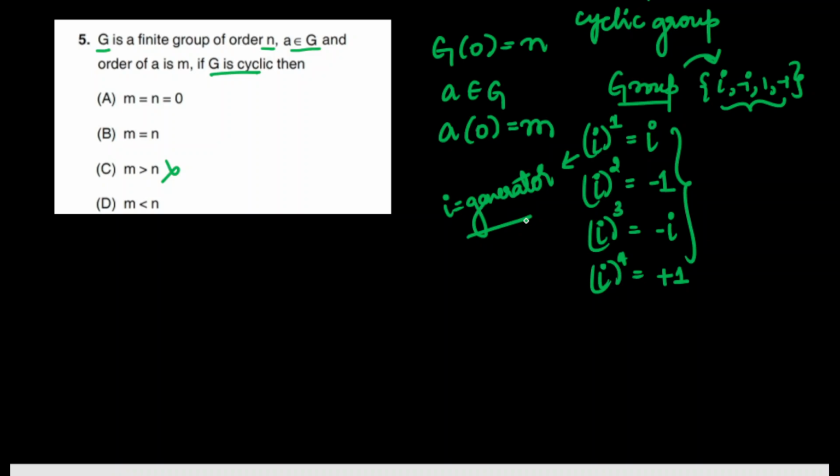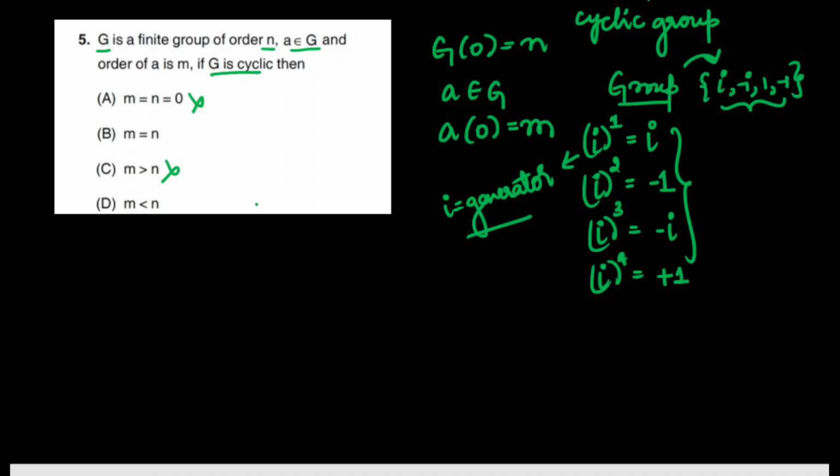This is one more definition of the cyclic group. Understood? Now, what is the question we have? G is a finite group of order n and a belongs to G, and the order of a is m. If G is cyclic, then what is the order? They are saying m equals n. No, this is the wrong option. m equal to n and m less than n.